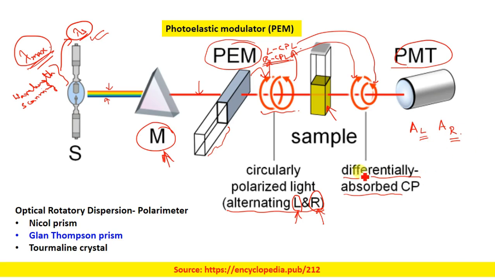Now, as we are telling that differentially absorbed circularly polarized light, basically what we want to find out is AL minus AR or vice versa, depending upon whatever you are giving. So AL minus AR is needed. This is calculated basically in this way.